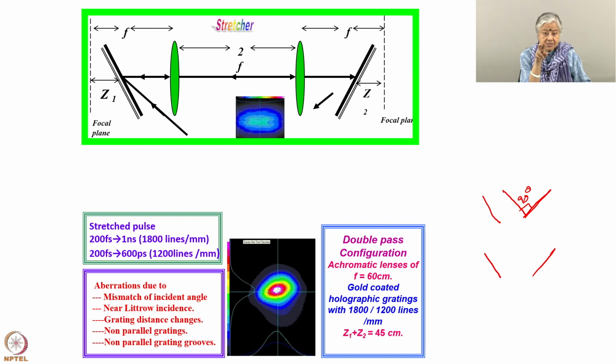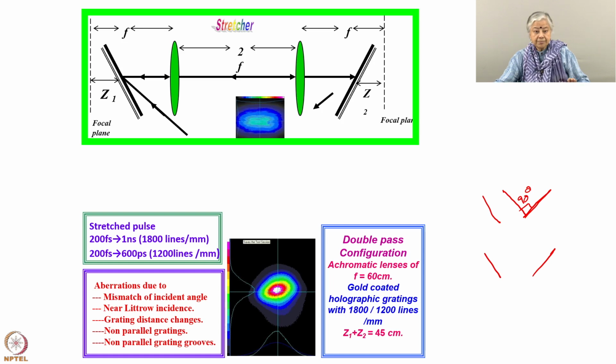The two lenses, you will know what is the use of these two lenses. They are placed in a unit telescope. They form the unit telescope. That means there is no magnification as such. Magnification is just one. The two of them together form a telescope with a magnification of 1.